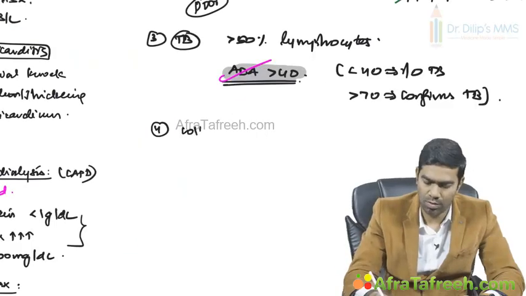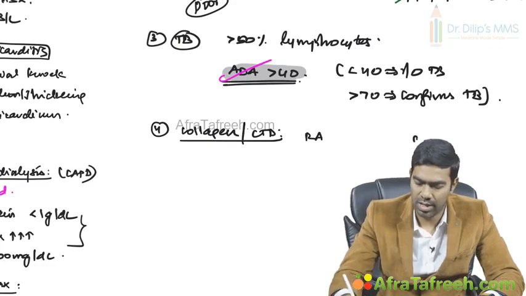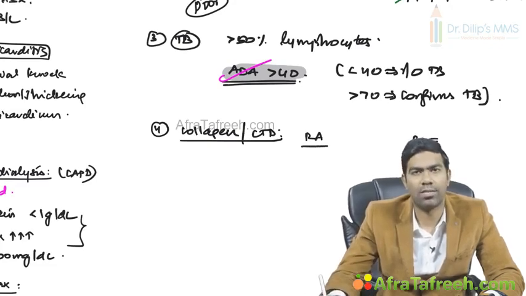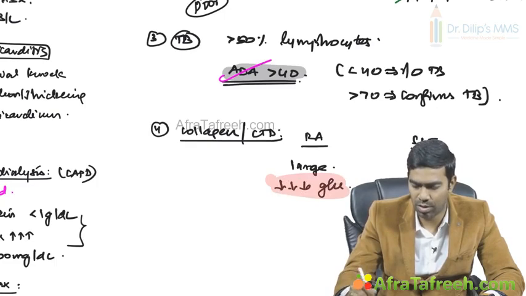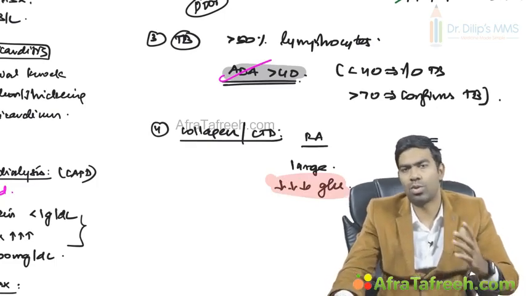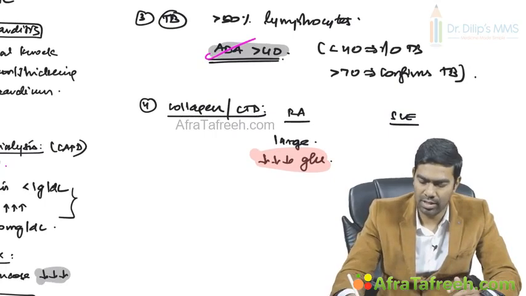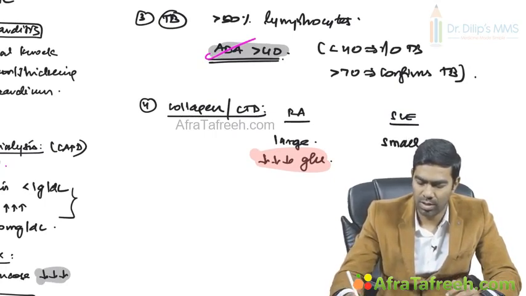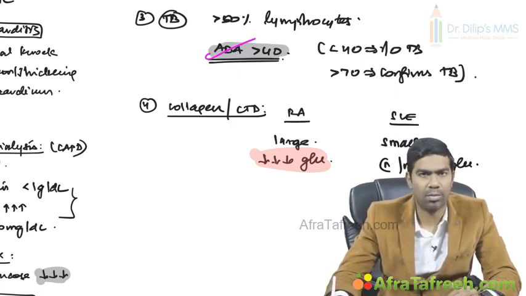Number 4, a lot of collagen vascular disorders, or you can call them CTDs, connective tissue disorders. A typical example is rheumatoid arthritis, and the second one is SLE. These are the two things that you have to know. RA-related pleural effusions tend to be large and have very, very low glucose. I don't know how important this point is, but if they ask you the prototypical example of such a low pleural fluid glucose, you have to say it's rheumatoid arthritis. Second, SLE: the effusions tend to be small usually, and they tend to have either a normal or only a mildly reduced glucose. So these are very important points again, RA and SLE related pleural effusions.